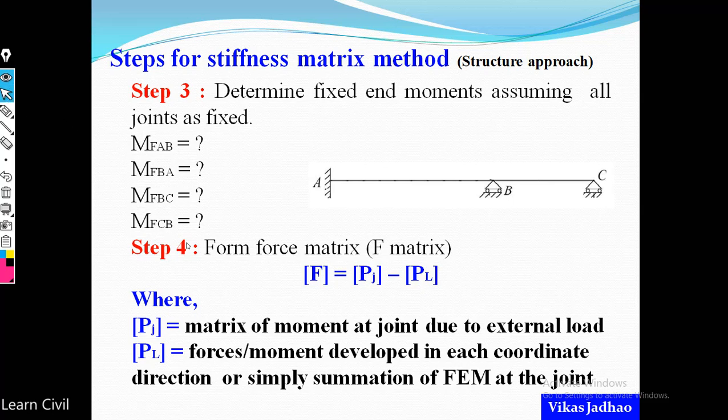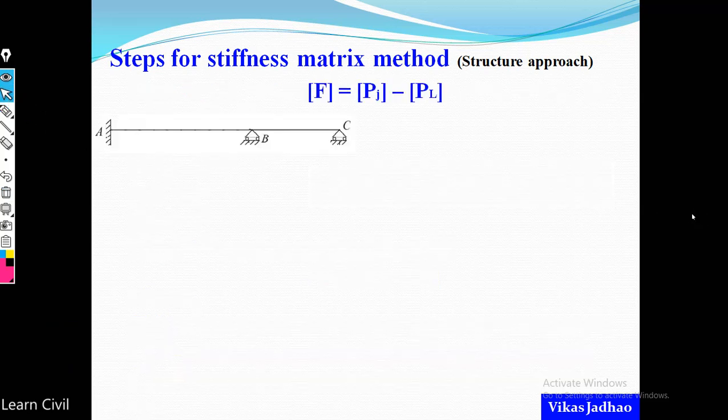Now the size of this PJ matrix will be dk by 1, and the size of this PL matrix will be again dk by 1, that is degree of kinematic indeterminacy by 1. We will see what this PJ matrix and PL matrix are.